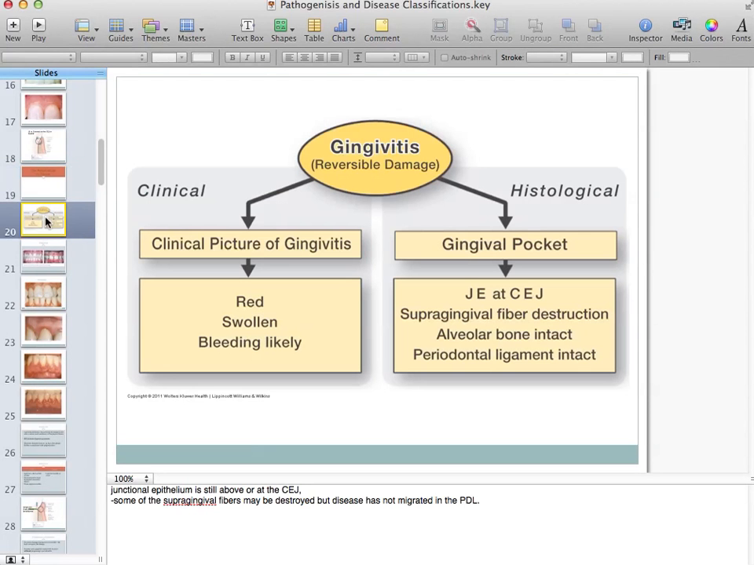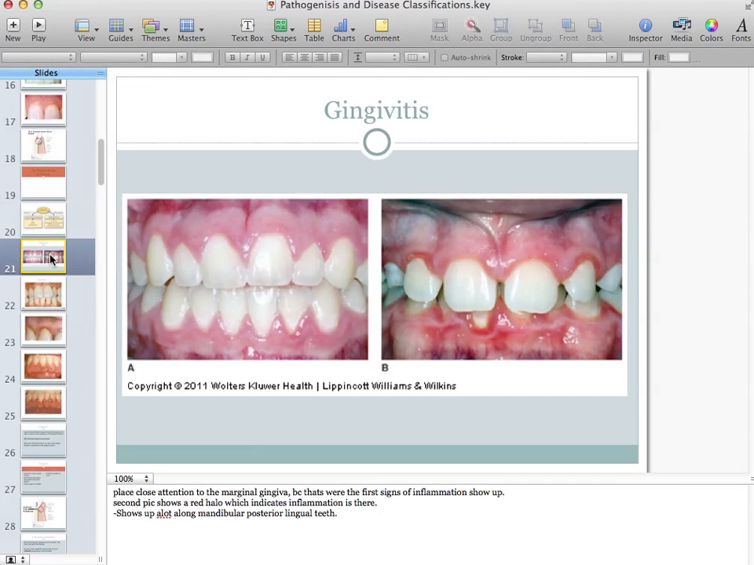All right, the periodontium and disease. So, gingivitis, which again is reversible. The clinical picture would be red, swollen, most likely bleeding. Okay, that's gingivitis. Now, as far as the tissues, the junctional epithelium is directly on the CEJ. Okay, not coronal to it, not apical, but directly at the CEJ. There are some supragingival fibers destroyed, but alveolar bone's not hurt and PDL's not hurt. Okay, makes sense because in gingivitis, it's reversible. Doesn't affect the bone, just affects the gingiva. All right? So, here's a picture of gingivitis. Red, swollen, sometimes bleeding.